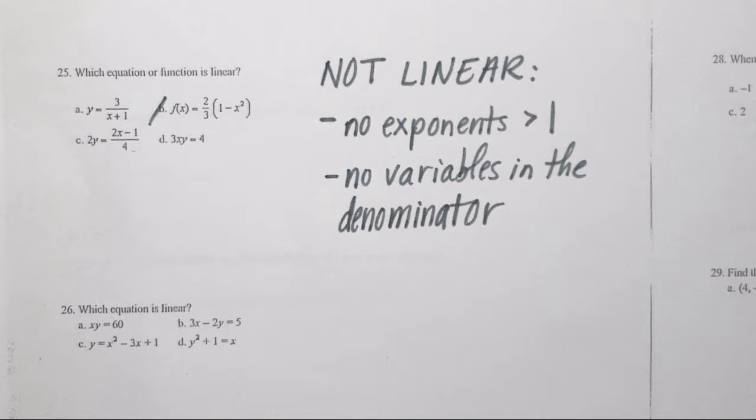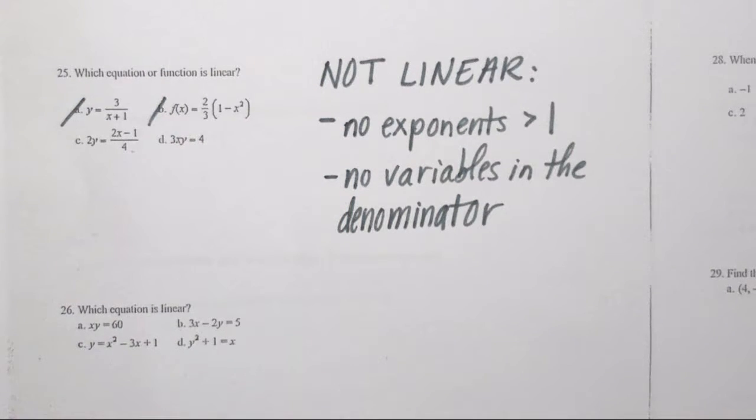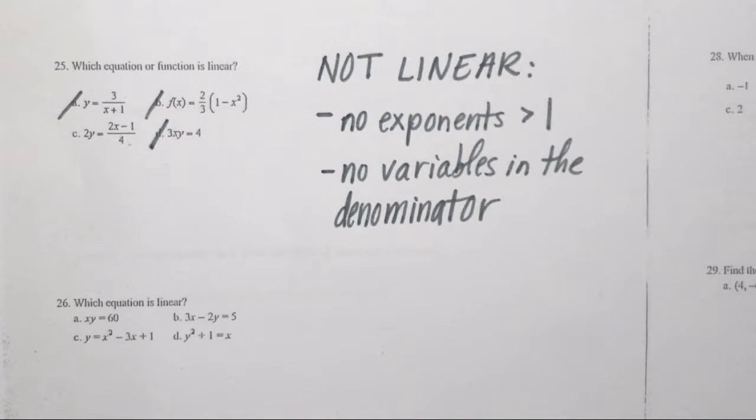We have variables in the denominator. So A is out. So it's either C or D. Which one is it? Yes, dear. Yeah, it's not D because we're technically multiplying those variables. So if you want to add a third rule, you could say can't multiply 2 variables.